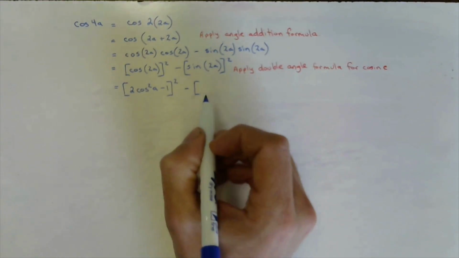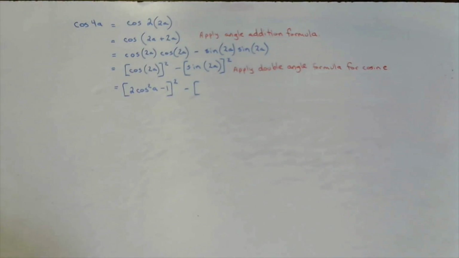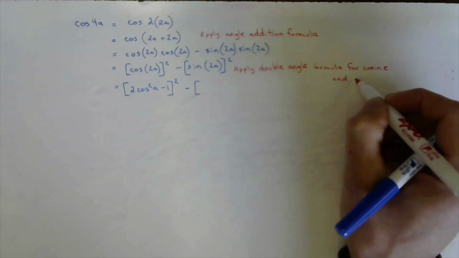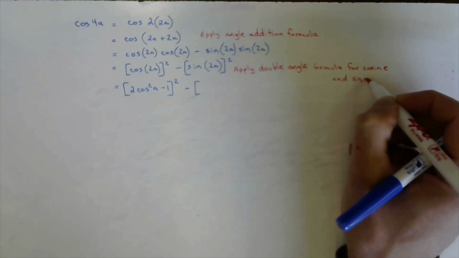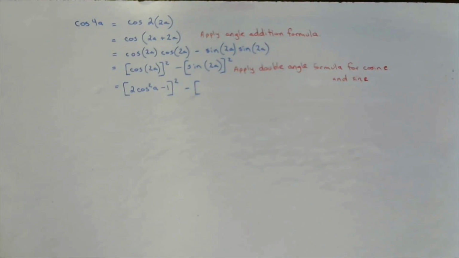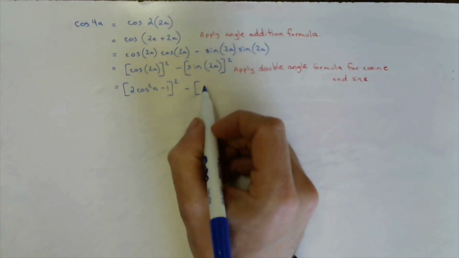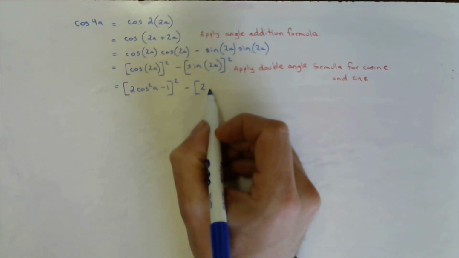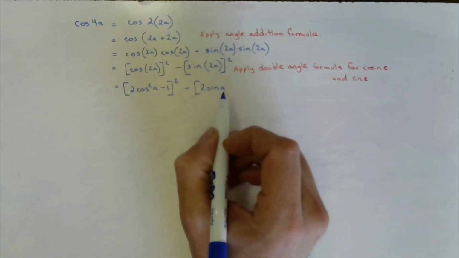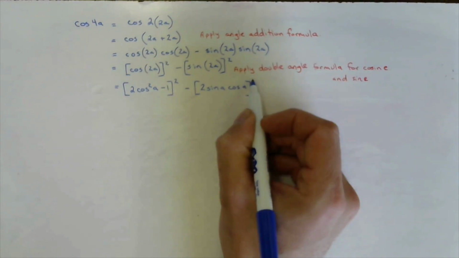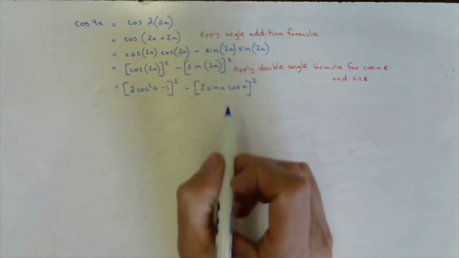And the next bracket, the sine of 2a expands to, or is replaced by, 2 times the sine of a times the cosine of a. And that's still inside that square bracket. It's still getting squared.